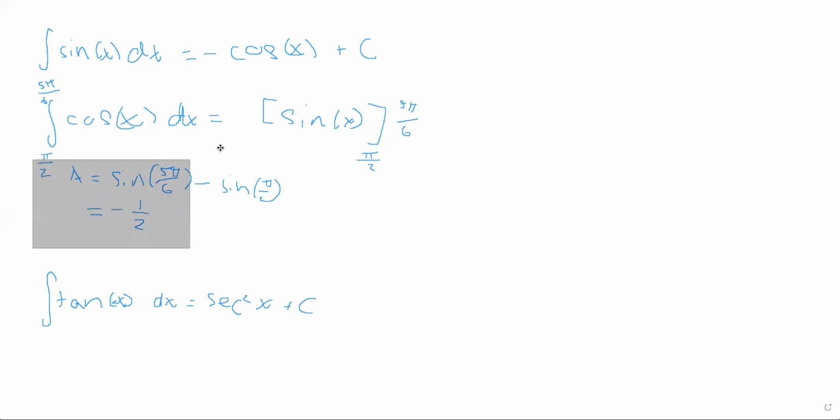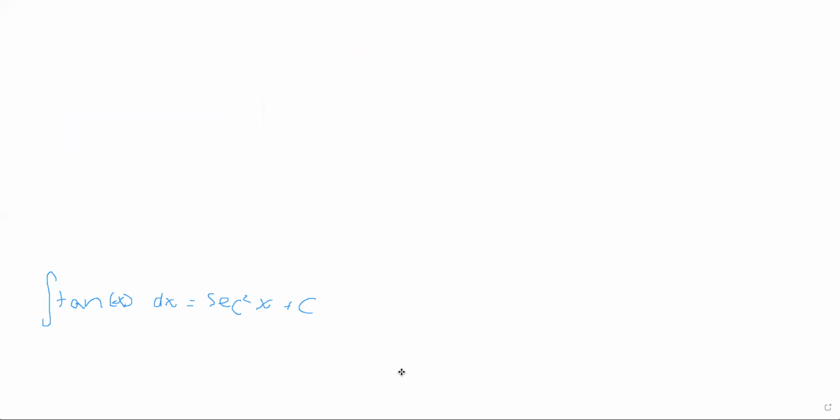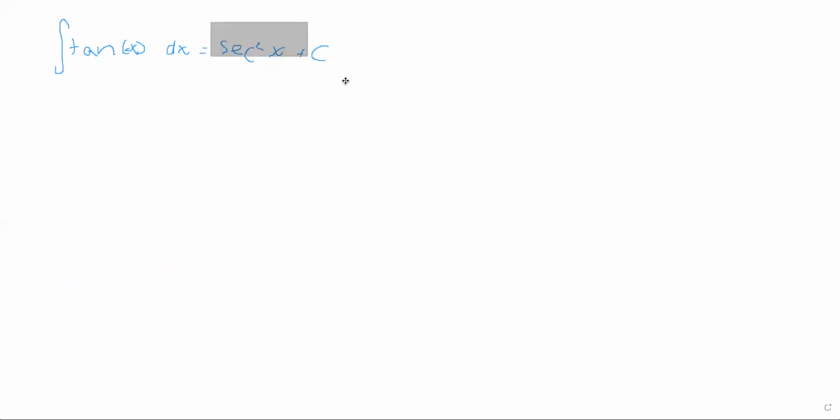Oh, I see. Here, let me clear away some of the space. I'm going to move this up. And the derivative of tangent is secant squared, but we want to find the antiderivative. So do you have any ideas about how we might do that?